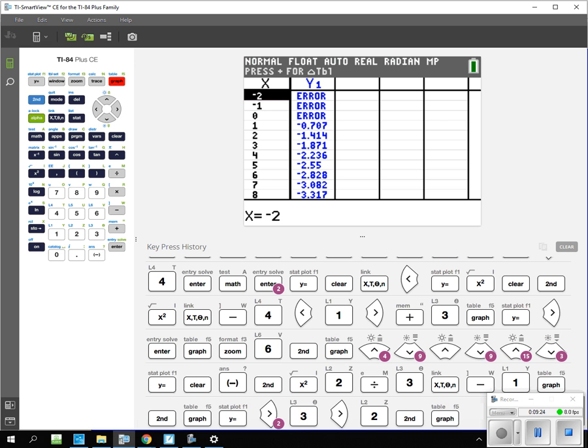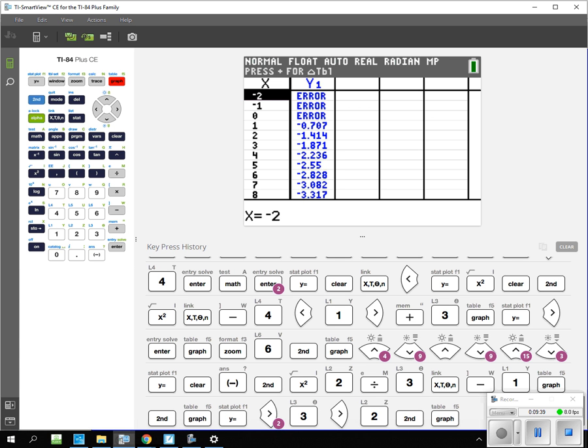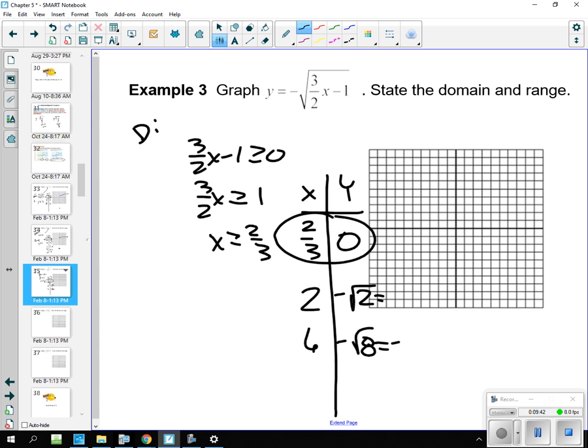So now notice that 2 ends up being negative 1.41, and 6 ends up being negative 2.83. And so when I go to try to graph these, negative 1.41, and negative 2.82, negative 2.83, and then I think this was negative 1.41. So when I go to graph those, 2/3, 0, 2, negative 1, 6, negative 2.8, and there it is.